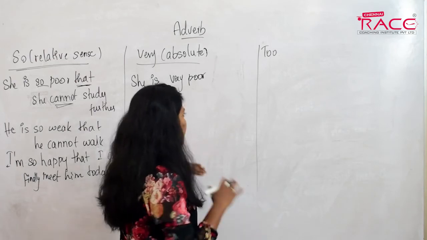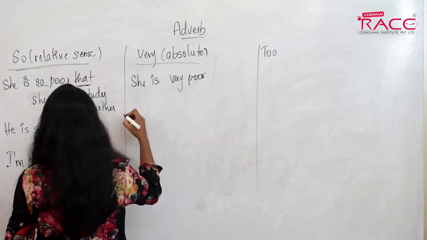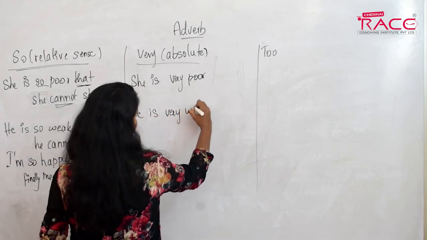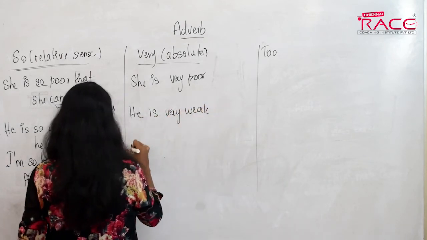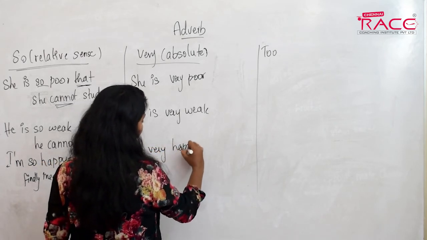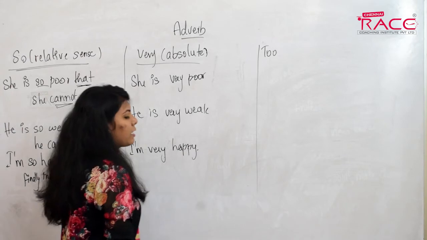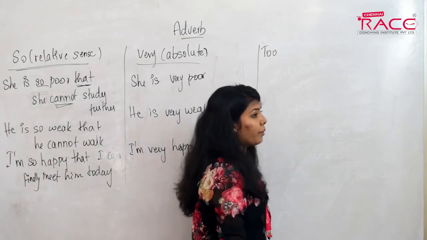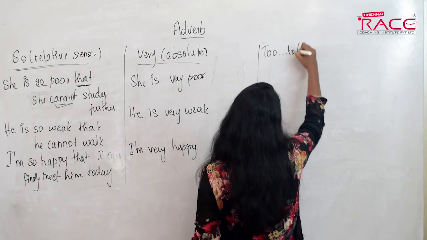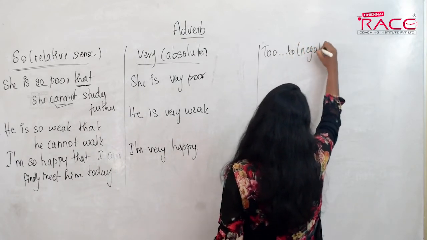We use very only with the statement. And he is very weak. Or we can say, I'm very happy. So these are the sentences with very. Now about too, with the help of these, we use it in a negative form.